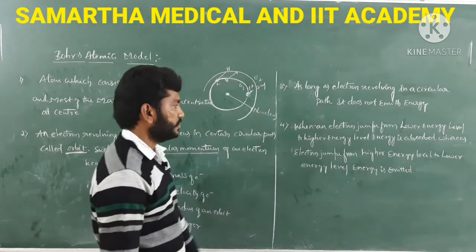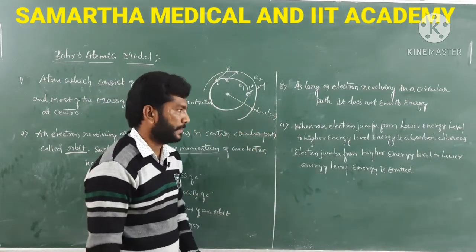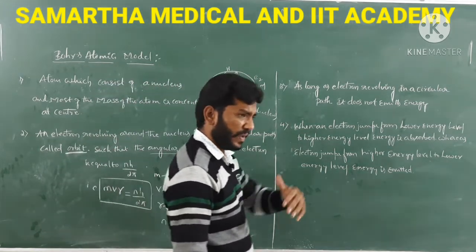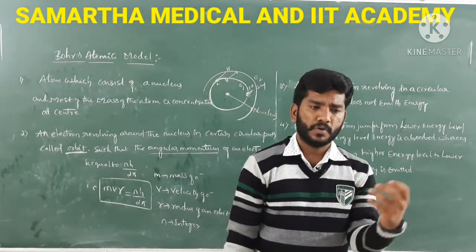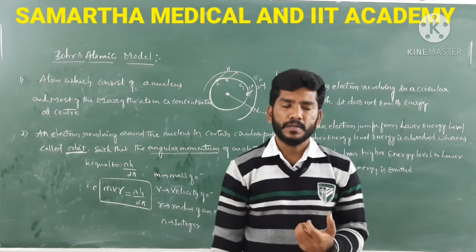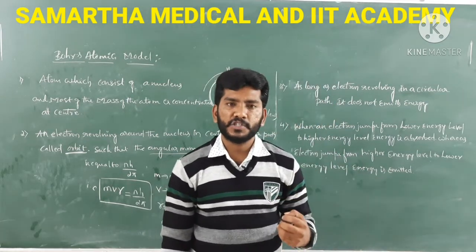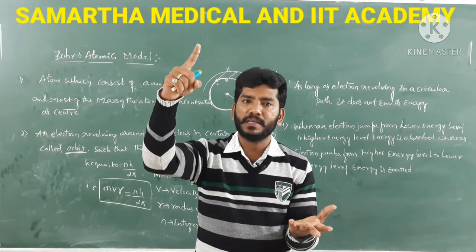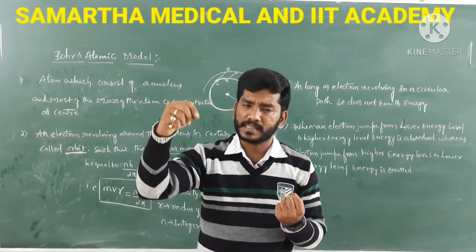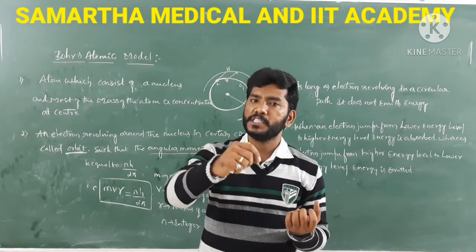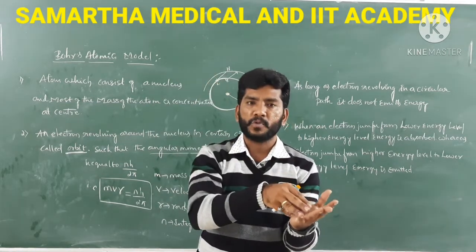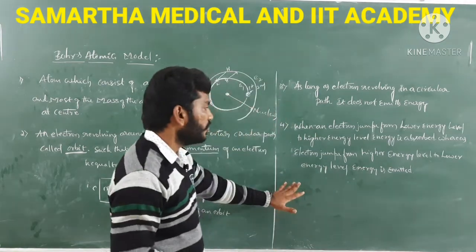So this is the fourth postulate given by Bohr. Whenever we have n number of energy levels, suppose an electron makes a transition, is excited, or jumps from a lower energy level to a higher energy level, then energy is absorbed. At the same time, when that electron jumps from a higher energy level to a lower energy level, energy is emitted. This is the thing, guys. So this is the fourth postulate.